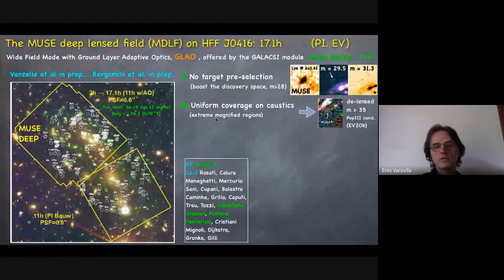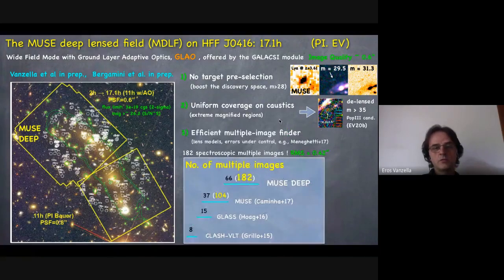The second point is that since it is an integral field spectrograph, we are covering also the caustics, and so we can probe extremely magnified objects. I will show you this particular case we discovered in a few minutes. And third, we can really capture multiple images produced by strong lensing in a single shot, very faint.